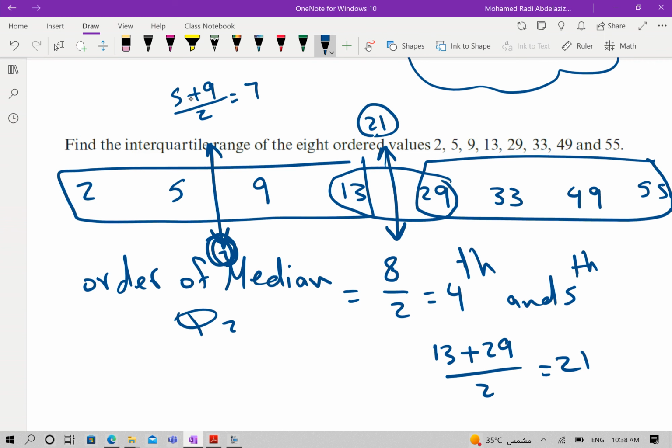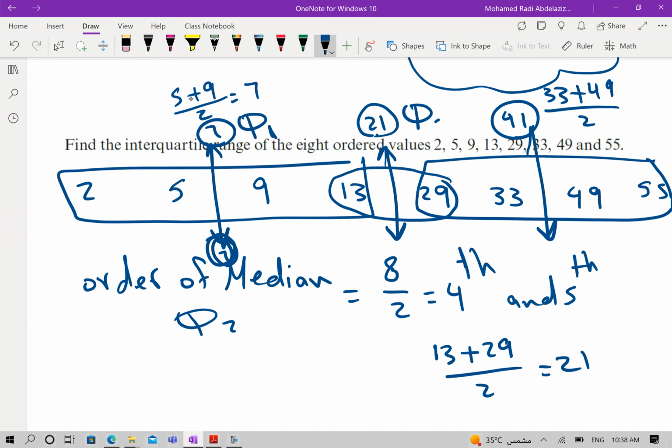Then, in the same way, we have 4 values. How to identify the median of the second set? Find the average of 33 plus 49. So the answer will be 41. Q1 is 7, the lower quartile. 21 represents the median. Q3 represents the upper quartile.